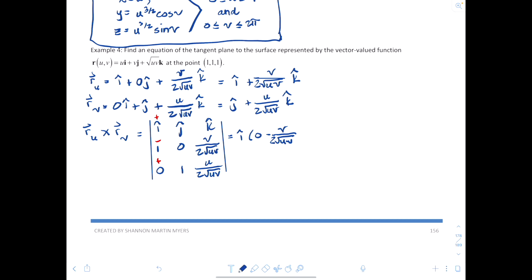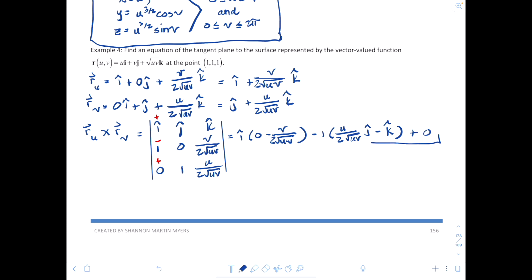There's a 2 in there. And then minus 1 times u over 2 root uv times j minus k. And then the last one just zeroes out, right?